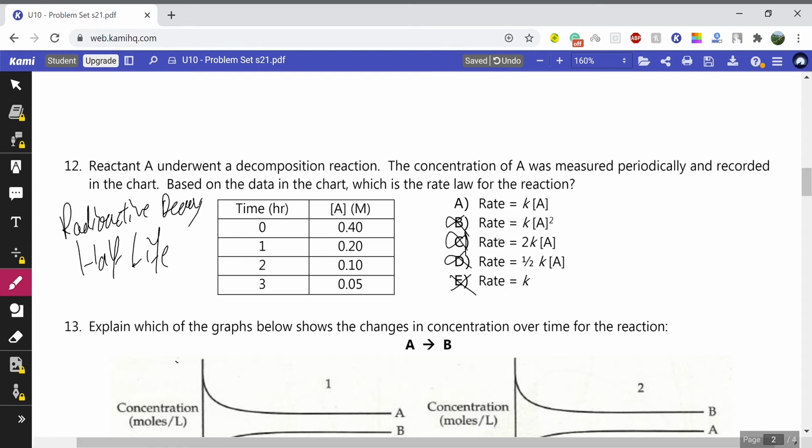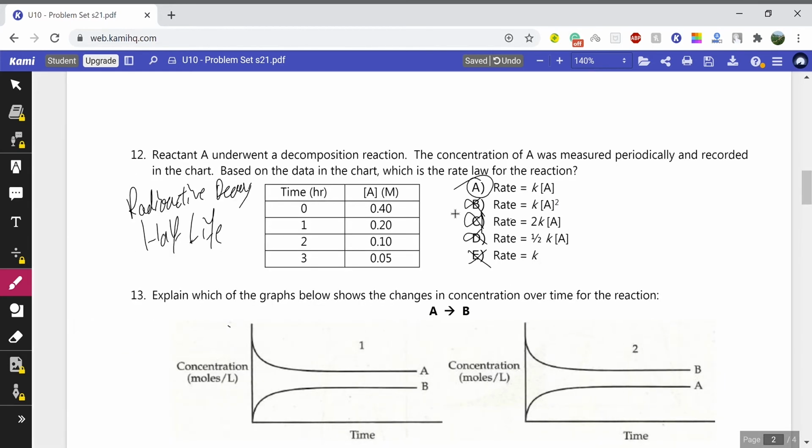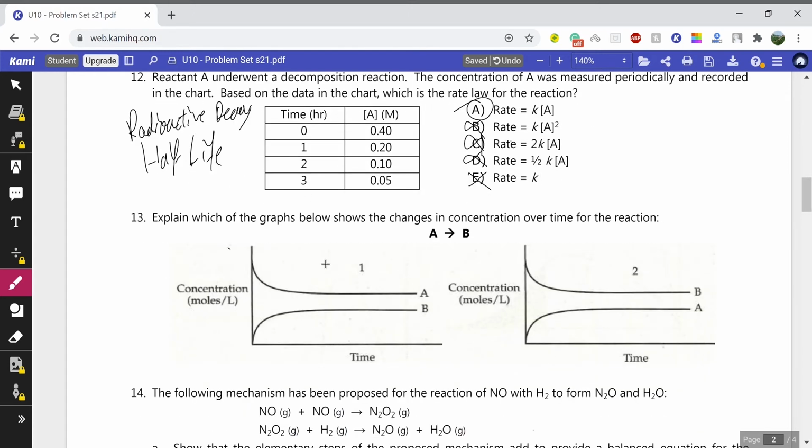You never find 2K and 1/2 K. So C and D are automatically wrong. That makes the only possible answer A. A is the only one with a normal K, and it has a first order reaction since this data is a decay of half-life.